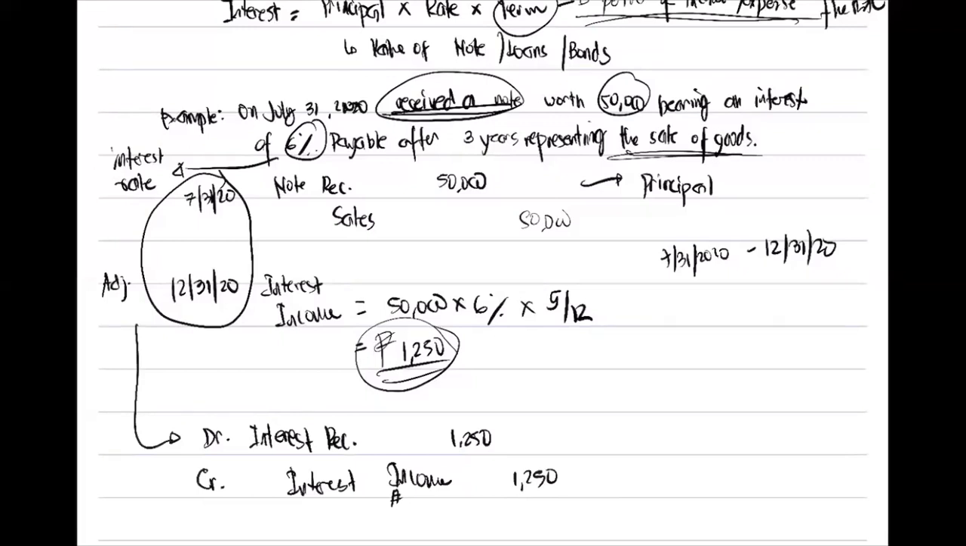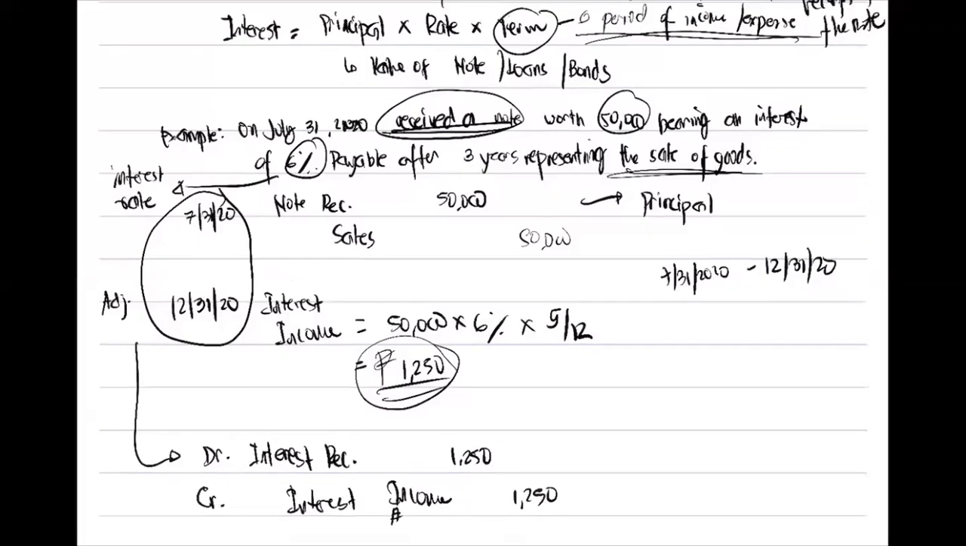Notes receivable. Paano tayo mag-compute ng interest? Principal, yan yung value ng ating note, loans, or bonds. Rate, yan yung interest rate. Term, yan yung period of income or expense, or that is the lapse of time from the date that we have received the note up to the time of adjusting. So, from July 31 to December 31. Okay? Ganyan, pagka interest income.